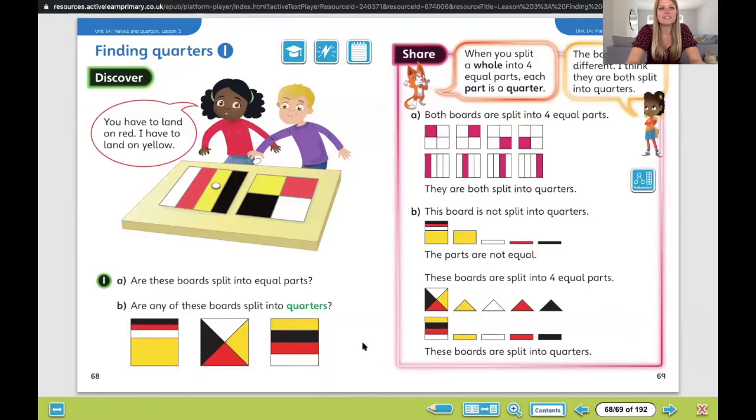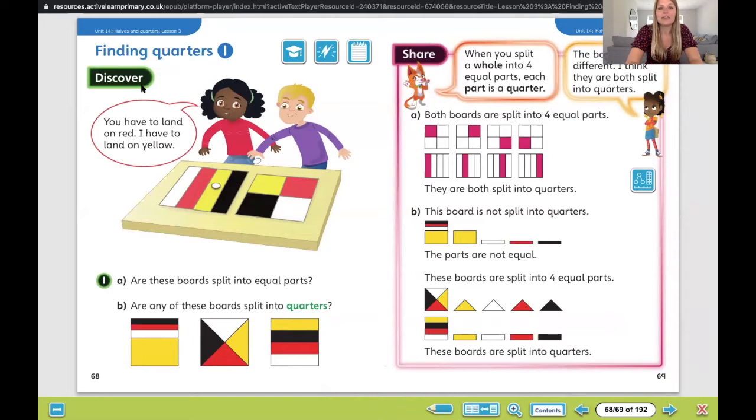Over the last few days we've spent quite a bit of time looking at halves. Well, today we're going to move away from that and start to find out what a quarter is. Today our main focus will be finding a quarter of some different shapes. So let's begin. Today's lesson is titled Finding Quarters.